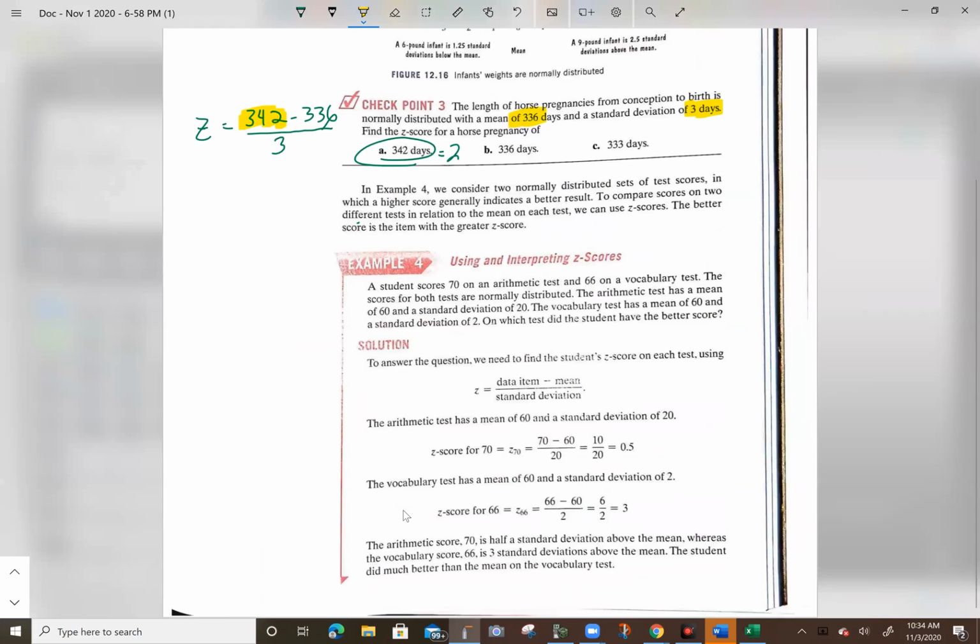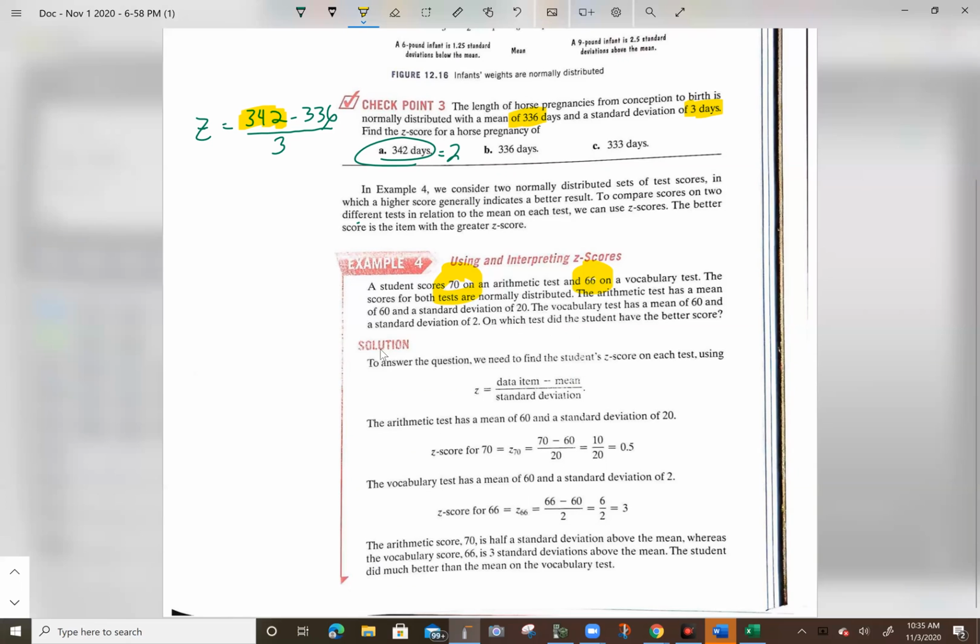All right, interpreting z-scores. A student scores 70 on an arithmetic test and 66 on a vocabulary test. The scores for both tests are normally distributed. The arithmetic test has a mean of 60 and a standard deviation of 20. The vocab test has a mean of 60 and a standard deviation of 2. On which test did the student have a better score?